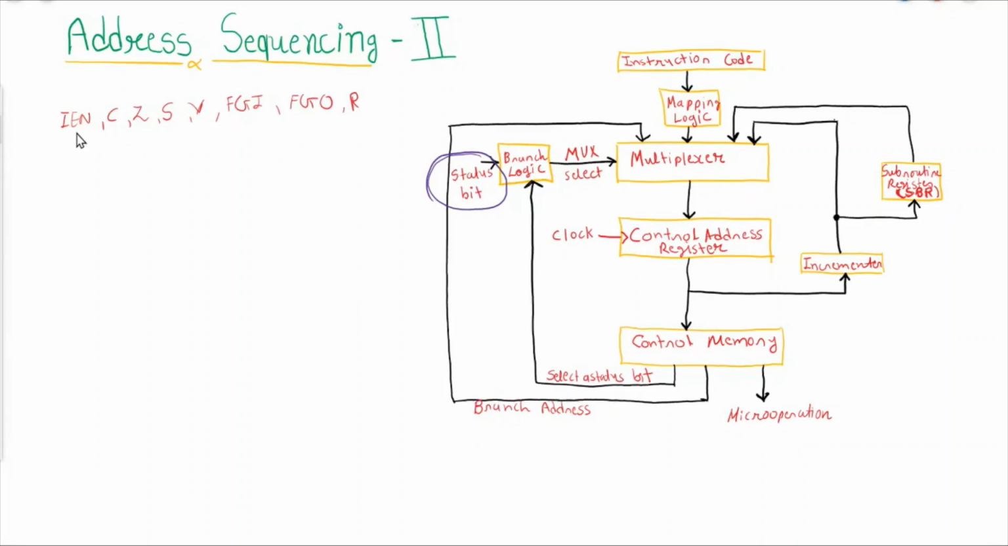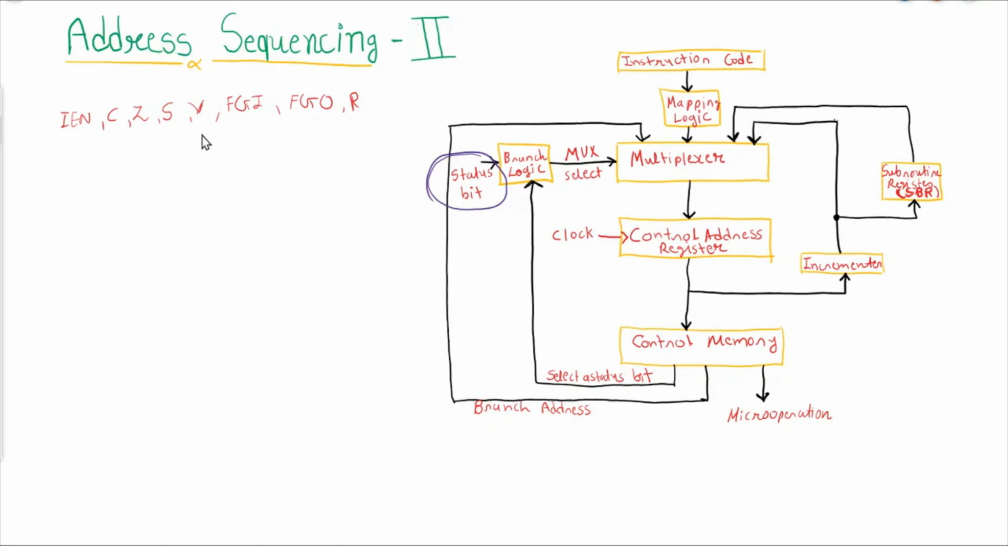Using these bits, if we want to select a particular address, then these bits will be given as input to the branch logic. In the branch logic this status bit will be given, and based on certain values of the status bit, a specific address will be selected. So if it is 1, then what will happen, and if it is 0, then what will happen. This will be specified using the status bit.